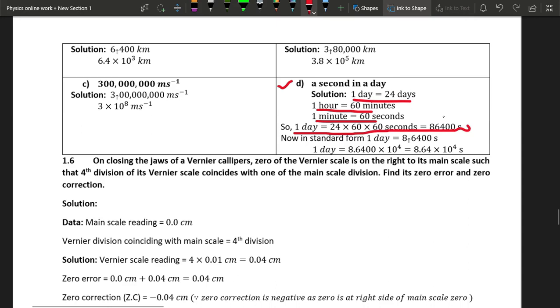Now we can convert these 86,400 seconds into scientific notation or standard form by moving the point after 8, and it will become 8.64. How many places do we move? 1, 2, 3 and 4. So 10 raised to power 4. So the standard form of seconds in a day is 8.64 into 10 raised to power 4.